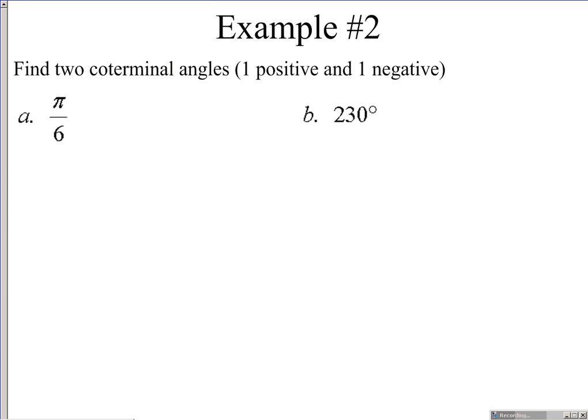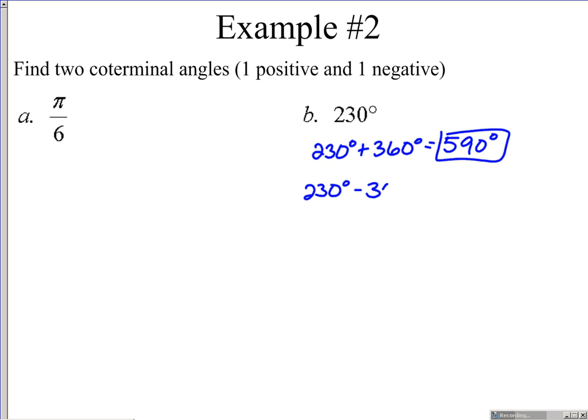Find two coterminal angles, one positive and one negative. Once again, I'm going to start with our degree measure here. Well, I know if I want to find a coterminal angle with this angle, that I can add 360 degrees to it. We get 590 degrees. I could also subtract 360 degrees, and we get negative 130 degrees.